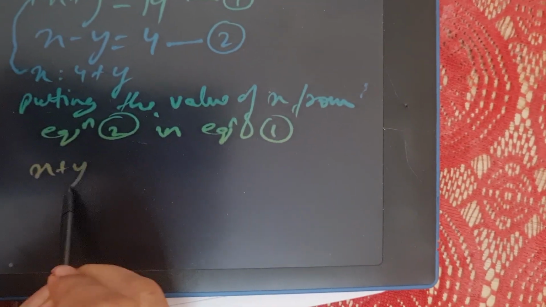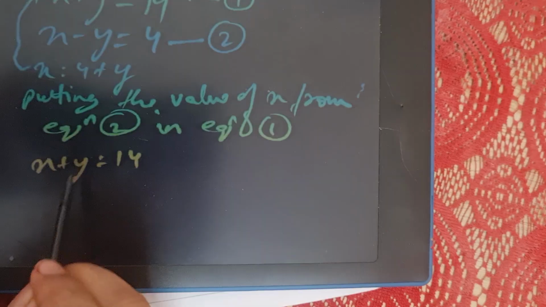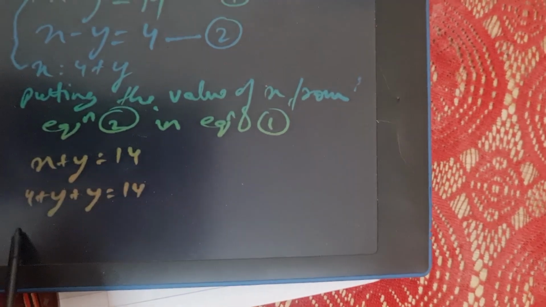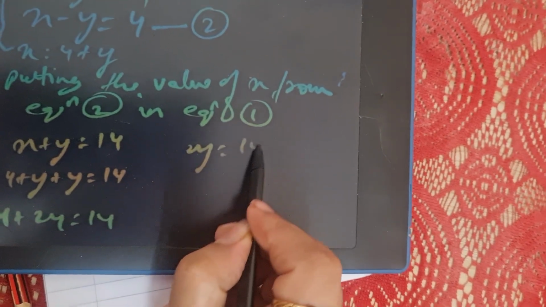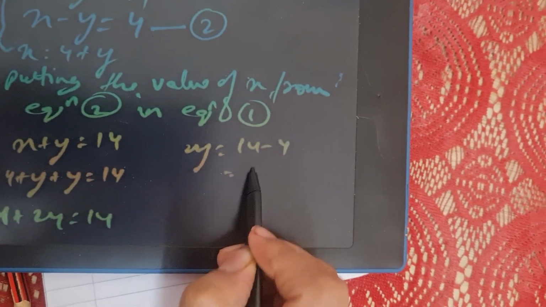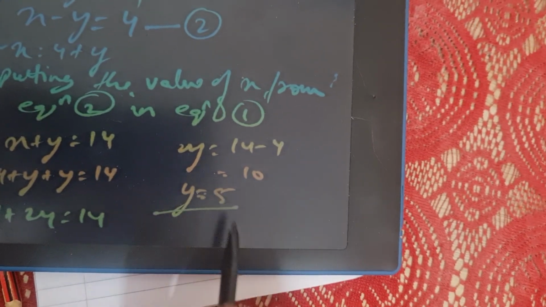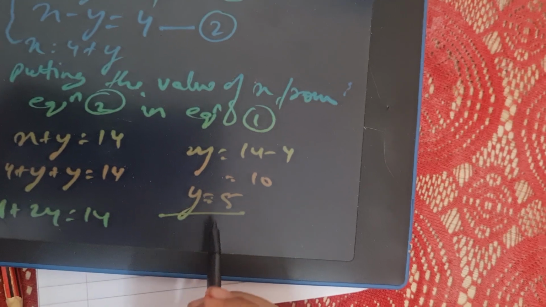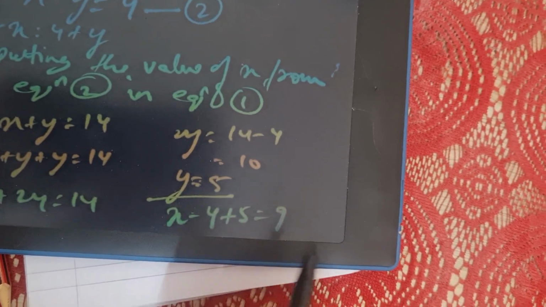So x plus y is equal to 14. From equation 2 we have x is equal to 4 plus y. So 4 plus y plus y is equal to 14. Now 4 plus 2y is equal to 14, and hence y is equal to 5. So here y is equal to 5 and x is 4 plus 5, hence x is 9.